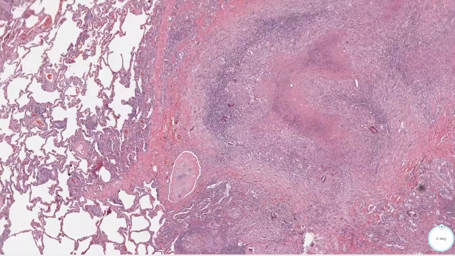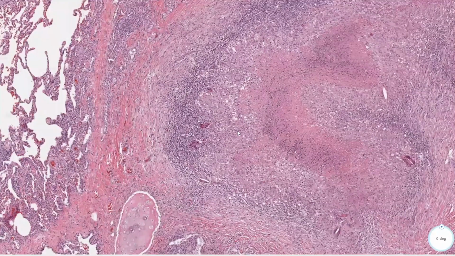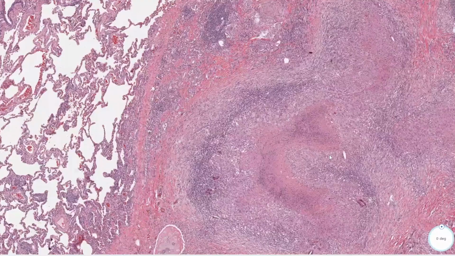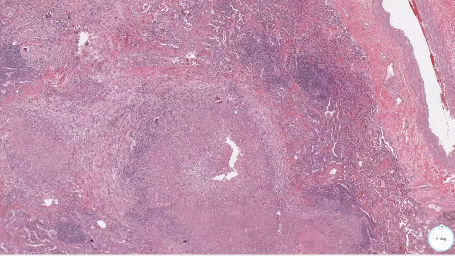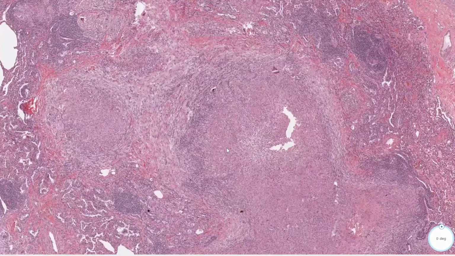And the giant cells have a bit of a different appearance in GPA, where they're much more hyperchromatic. And we're not really seeing large geographic changes and really blue necrosis. So taken together, this is most consistent with an infectious etiology. In this case, it was tuberculosis.